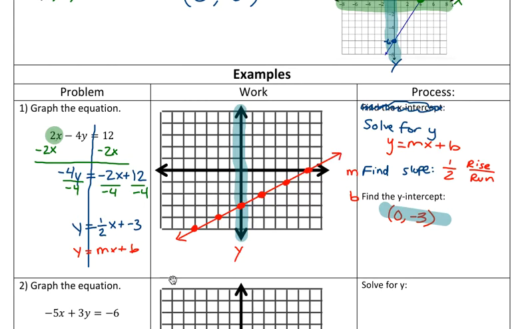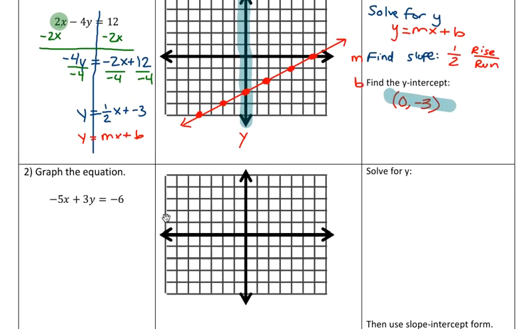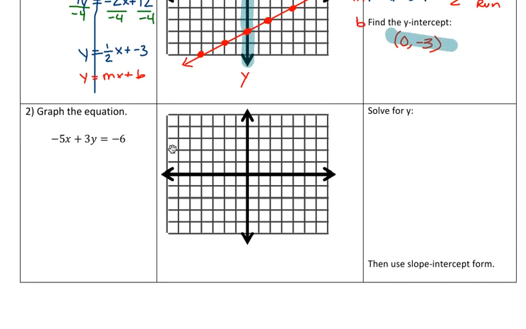All right, next example. Graph the equation negative 5x plus 3y equals negative 6. So again, we're going to solve for y. The idea for solving for y is we want it to look like y equals mx plus b. Okay, and it might be a minus b, but that's okay. The best friend of the y, the one hanging out with the y, is the 3. That's the coefficient. So we're going to keep the 3 with the y.